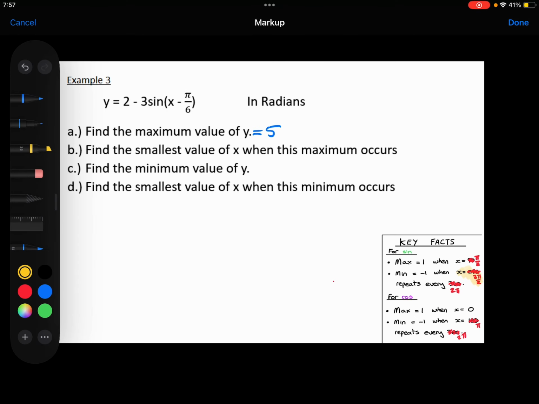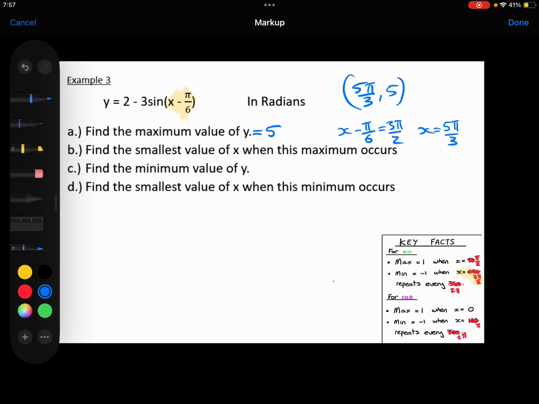So, when is it that this is equal to 3 pi over 2? We'll add the pi over 6 to both sides here. So we'll have 3 pi over 2 plus pi over 6, and that's going to give us 5 pi over 3. So this is our maximum turning point. 5 pi over 3, 5.